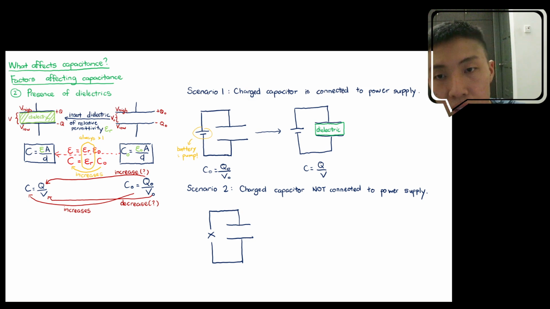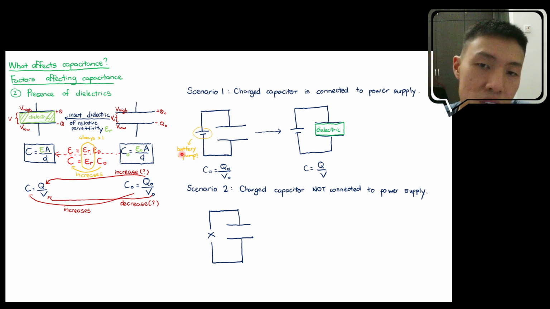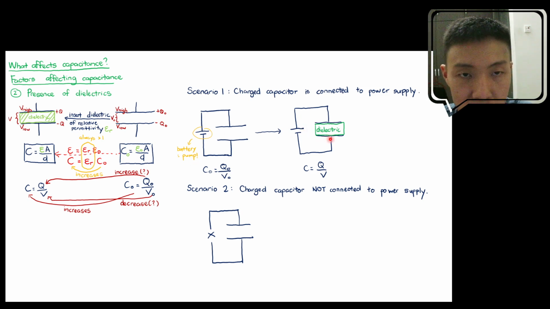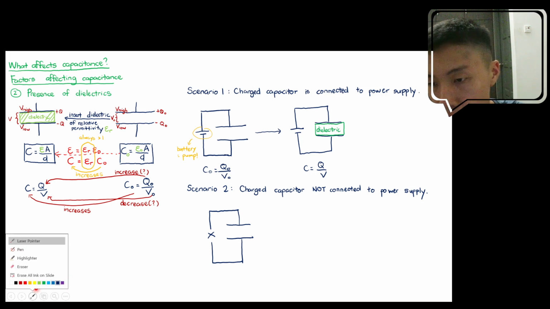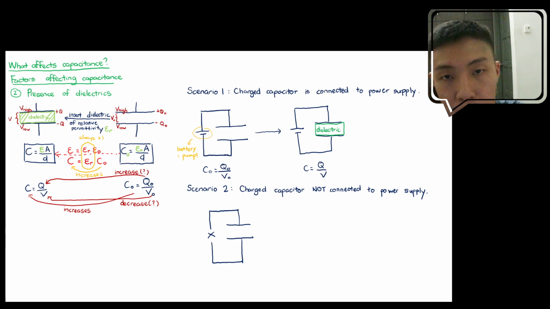Okay, the battery acts as a pump. If the battery acts as a pump and the pump is still there, it means charge can still be pumped from one plate to another plate. In this case, it will be pumped from the lower plate to the upper plate. Before this it was Q naught positive, now it becomes Q positive. This one on the other hand is negative Q naught, and right now it becomes negative Q.